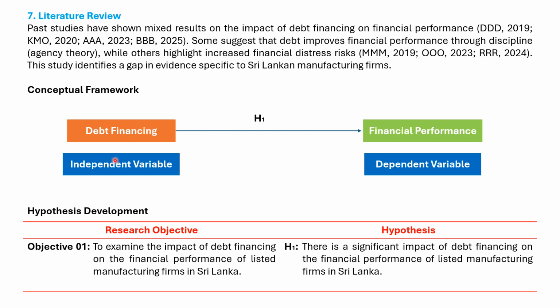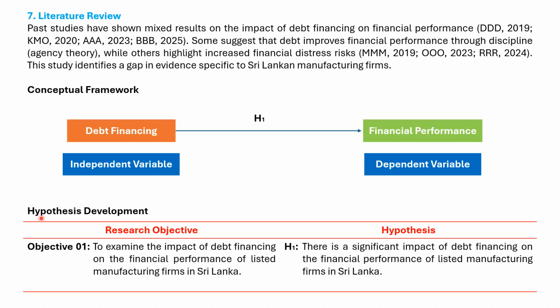Now here you can see this particular conceptual framework. Debt financing is the independent variable, whereas financial performance is the dependent variable. And this arrow points towards financial performance on the right-hand side because we are going to identify the impact of debt financing on financial performance. Now here you can see a symbol H1, that is the hypothesis. So let's move to the hypothesis development title.